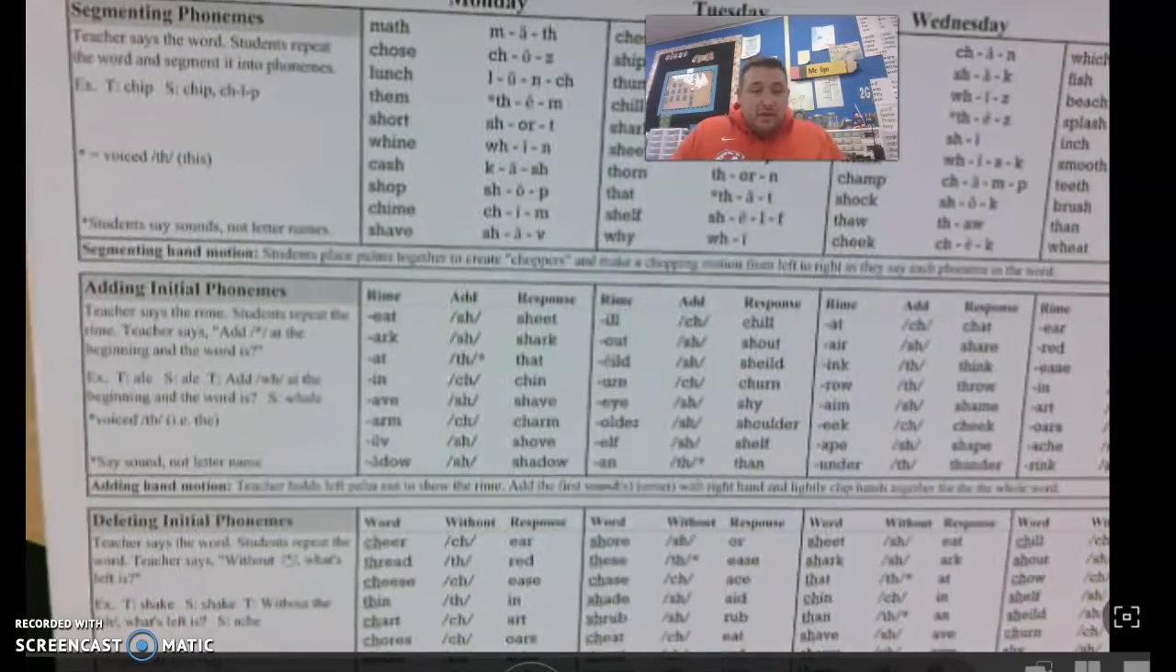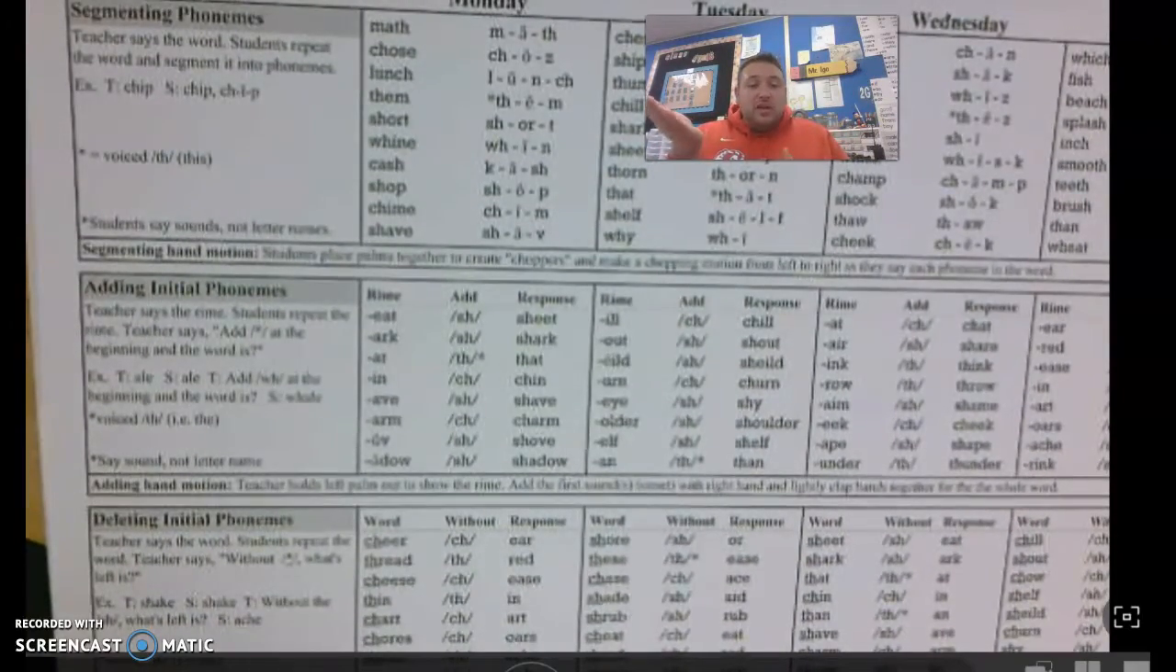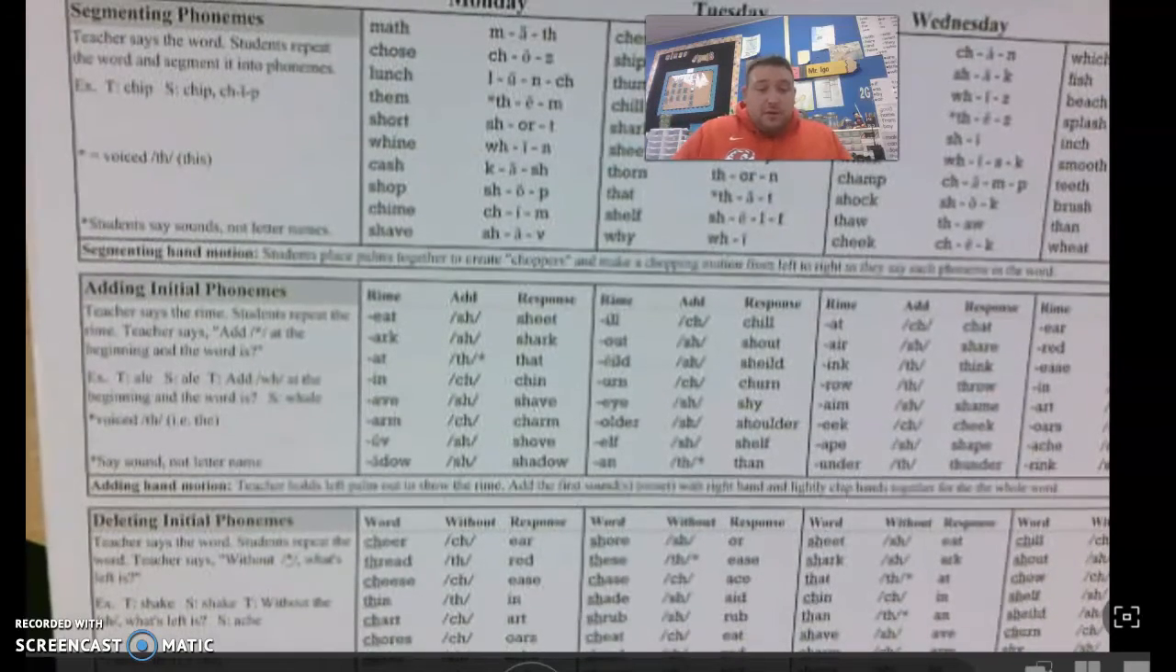math. Next up, you have the rhyme or that ending part of the word. So they'll say eat, you say eat, and they'll say add sh, and you'll say sheet. So arc, you say arc, add sh, shark. Next up, you're going to do the opposite.